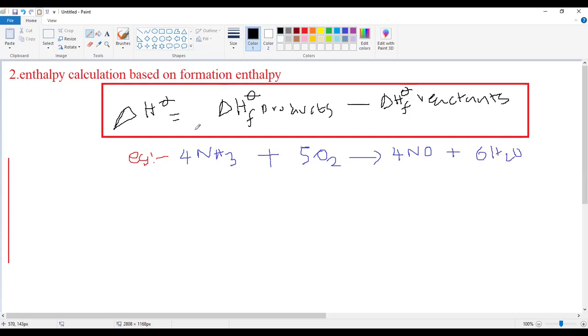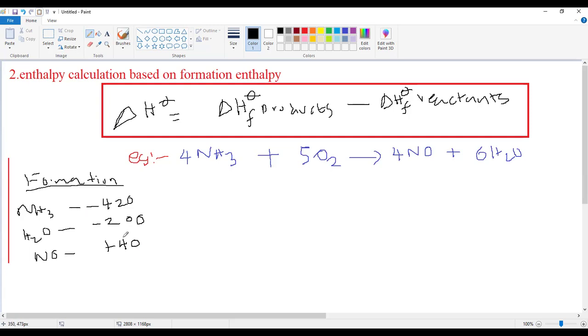And what they have given as data is formation enthalpy. Now you know there is a definition of formation enthalpy. So formation of ammonia is minus 420. Formation of water minus 200. And formation of NO gas plus 40. Now we know that when you have elements in the standard state, like oxygen, their enthalpy of formation is 0. Therefore they have given the formation enthalpy for ammonia, NO and water. Now we will put it into the equation.